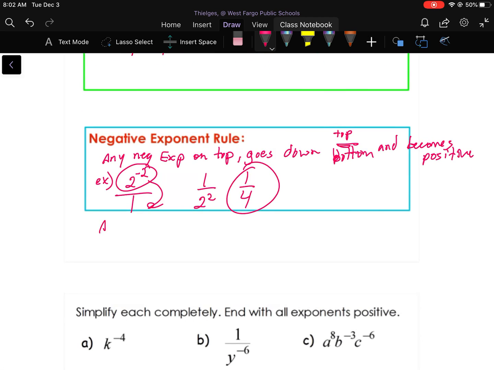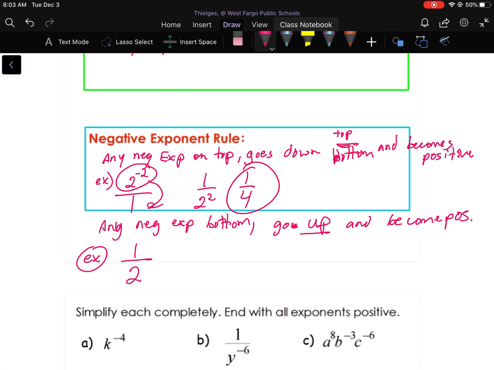Okay, so any negative exponent on the bottom is going to go up and become positive. So here's an example. If I've got 1 over 2 to the negative first, that's going to come up to the top of the fraction, become 2 to the positive first power, so it becomes 2. Again, there's a reciprocal way of doing that, but that's kind of the pattern, the little way to think.